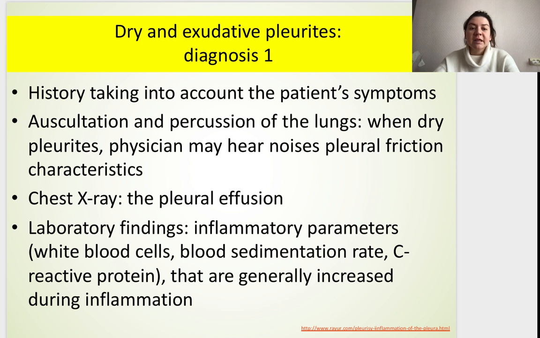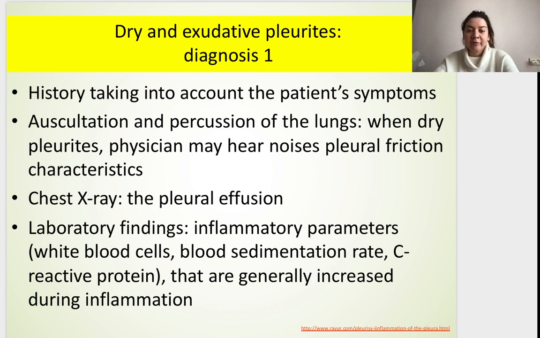Diagnosis: history taking into account the patient's symptoms. We always should do auscultation and percussion of the lungs for such patients. What signs can we find? In dry pleuritis, the physician may hear noises, pleural friction rub characteristics. On chest X-ray, we can find pleural effusion if it's exudative pleuritis.